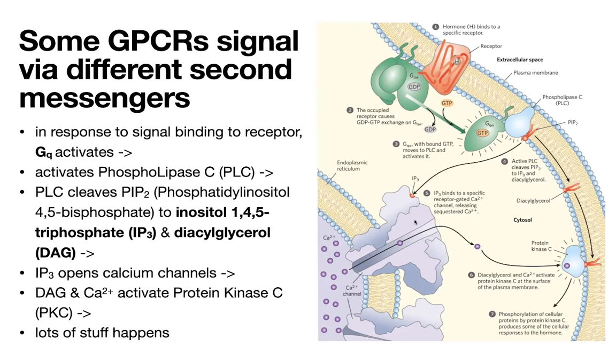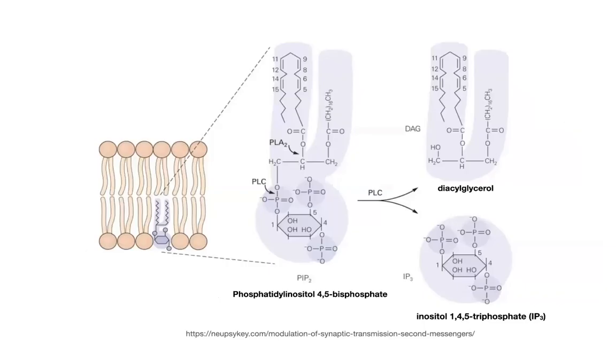So in order to get released, the calcium receptor has to bind to IP3. IP3 is going to bind to this receptor and open the channel. That's going to lead to the outflux of calcium. Now we're doing facilitated passive diffusion out from the endoplasmic reticulum into the cytoplasm, where it can bind to protein kinase C and activate it. And then a lot of stuff happens.